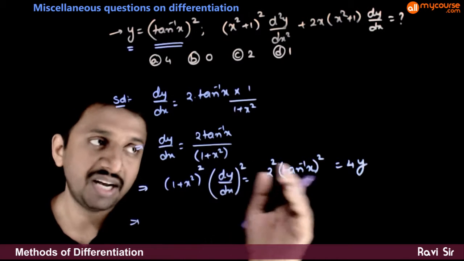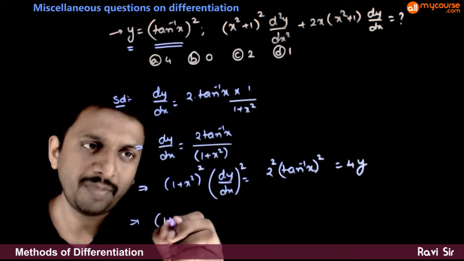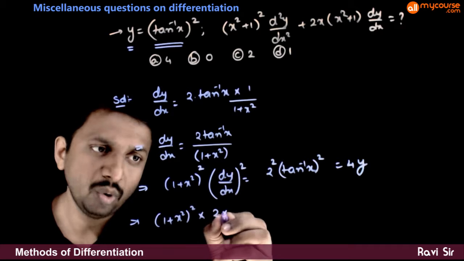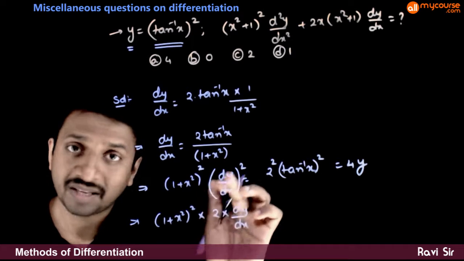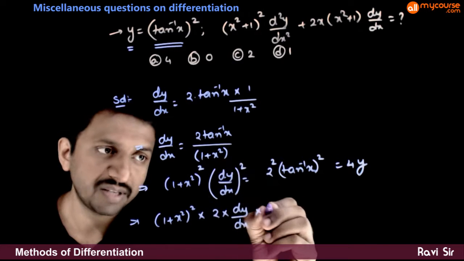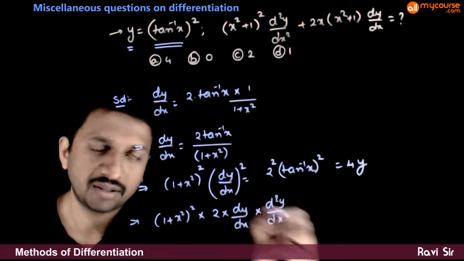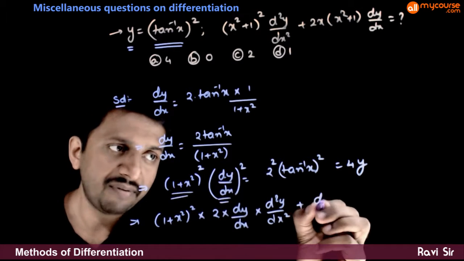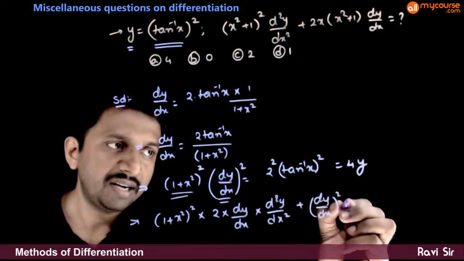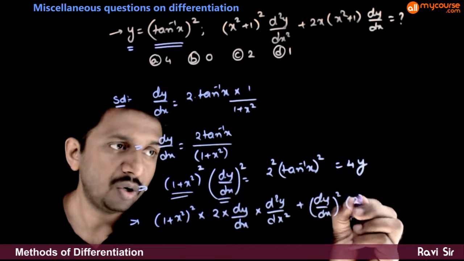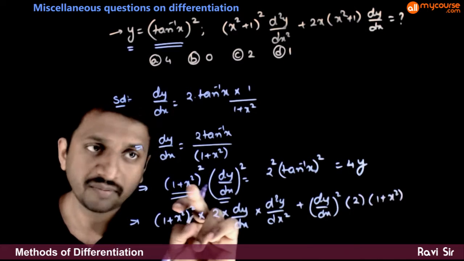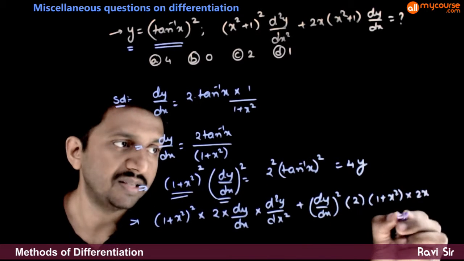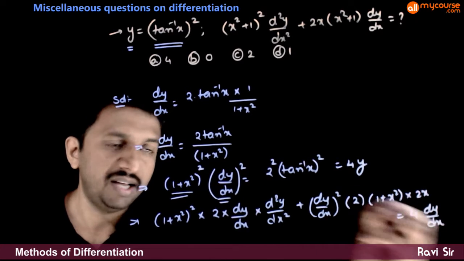Now what I do is, I'll differentiate this expression on both sides. So (1 plus x square) whole square times the differentiation of this is 2 times dy by dx, something square, 2 times something into the differentiation of something is d square y by dx square, plus, we have to use the product rule, right? (dy by dx) whole square times, what is the differentiation of this? 2 times (1 plus x square) times 1 plus x square's differentiation, which is 2x, is equal to 4 times dy by dx.